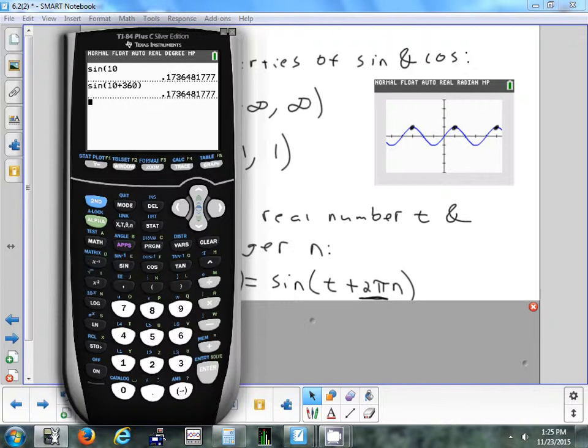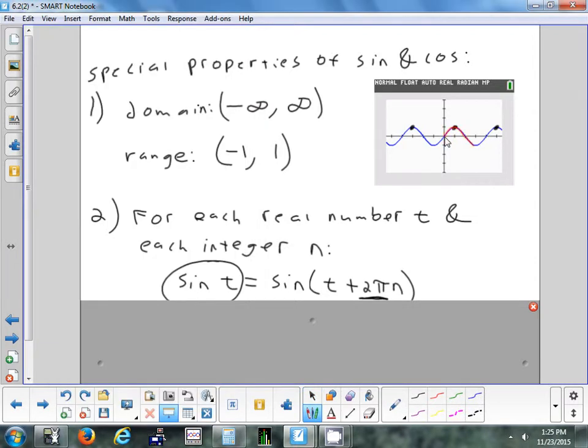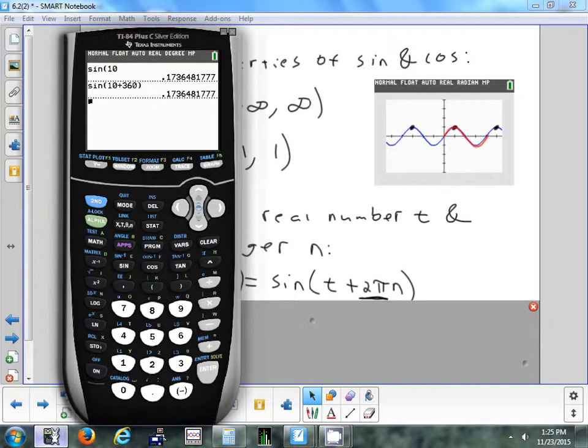This graph repeats itself every 360 degrees. This section right here, we call one period of the graph. If you take what I just did in red and copy and paste it left and right forever, you'd get the entire graph. What if I did sine of 10 minus 360? It's going to be the same thing. So now we're looking at the same y value, we're just moving to the left. I can add or subtract 360 or 2 pi as many times as I want. And that answer always stays the same.